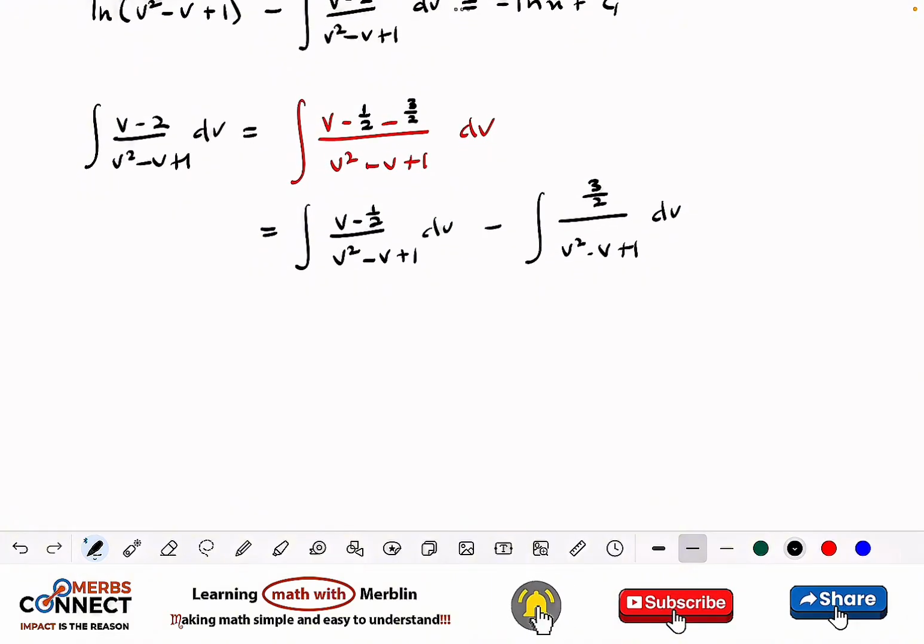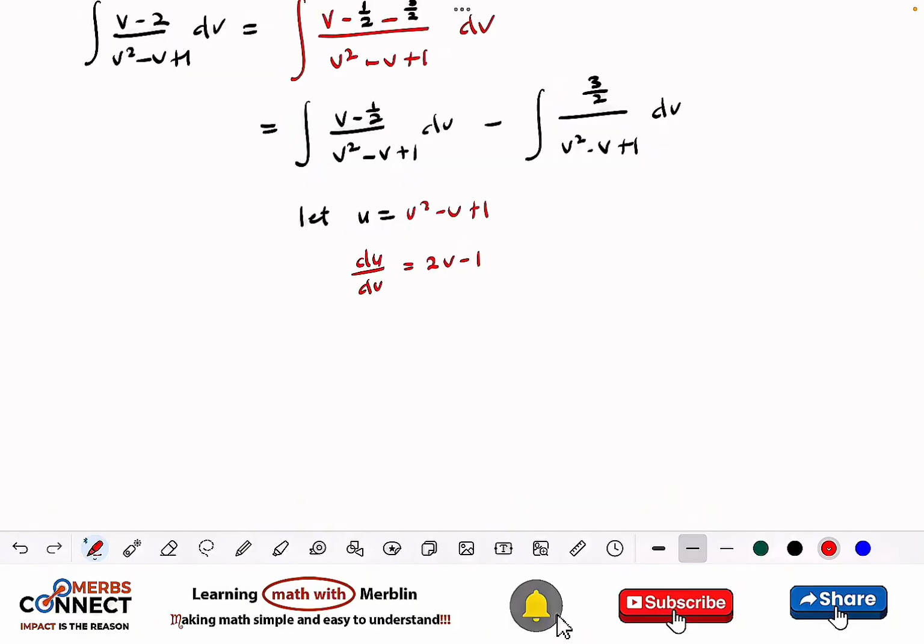So that now here, if I let u be equal to v squared minus v plus 1, then du over dv will be equal to, what are we going to get? 2v minus 1. Good. Then when I factor 2 out, I'm going to have v minus 1 over 2, which is right here. And then this is with the dv.